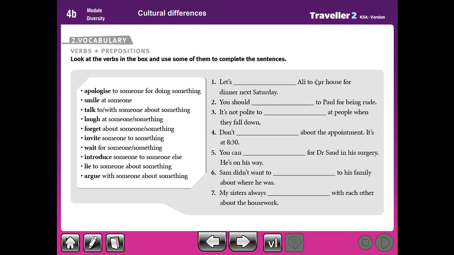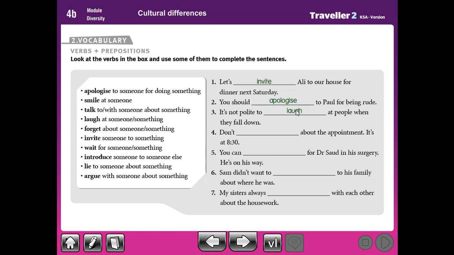So, let's invite Ali to our house for dinner next Saturday. Let's invite. Very good. You should apologize to Paul for being rude. Being rude means to behave badly or to be impolite. So you should apologize. Very good. It's not polite to laugh at people when they fall down. It's not polite to laugh at people.